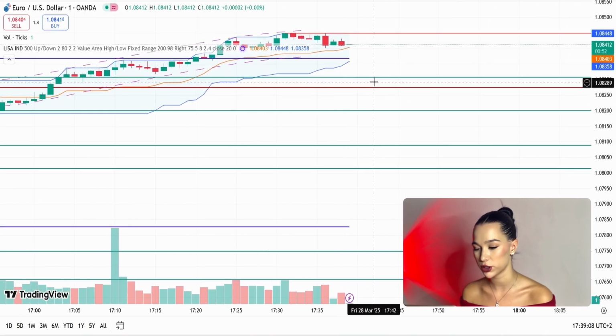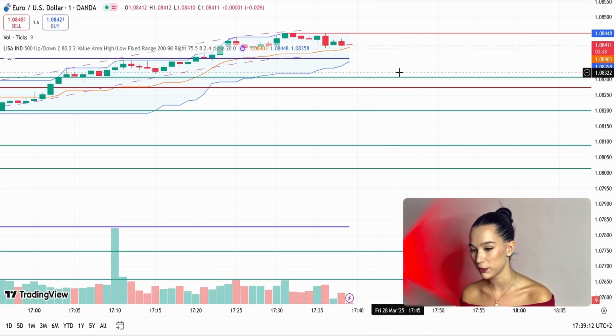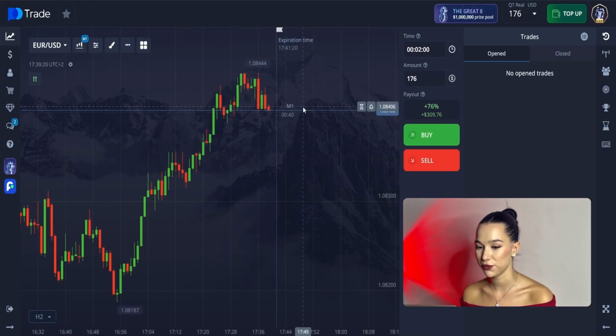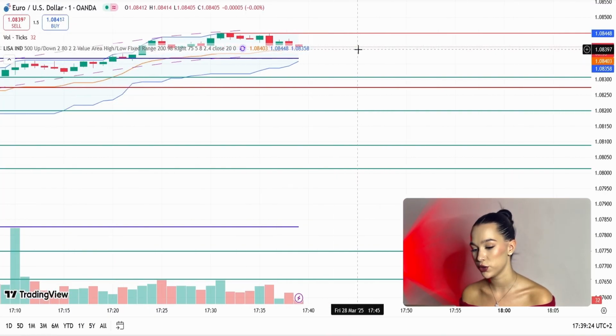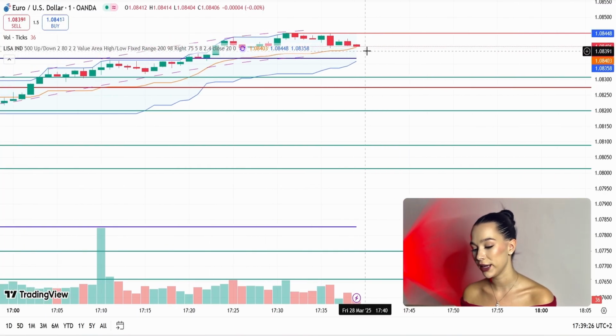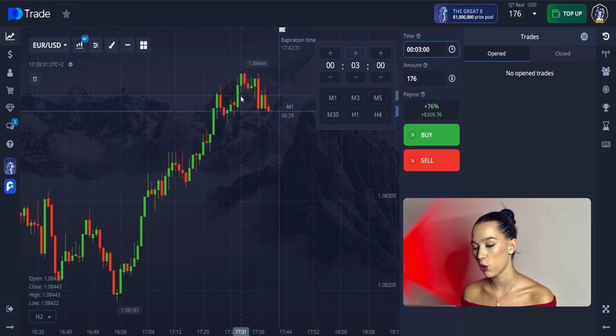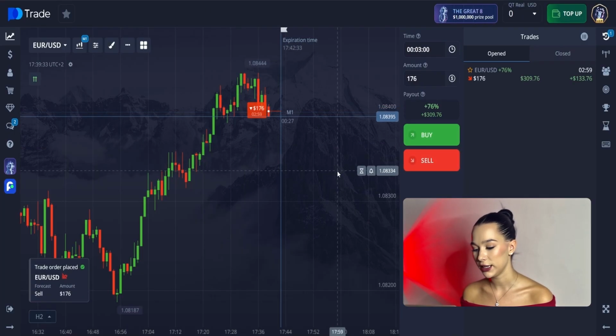So I waited here for some time to find a good entry point and to show you an interesting situation. By the way, we're trading on Euro/US dollar, not OTC, of course, because on TradingView there are no OTC pairs. So we can see that our chart reached a new resistance level and started going in a downward direction. So we change our time to 3 minutes and we open here a sell trade. And now I will also explain why.